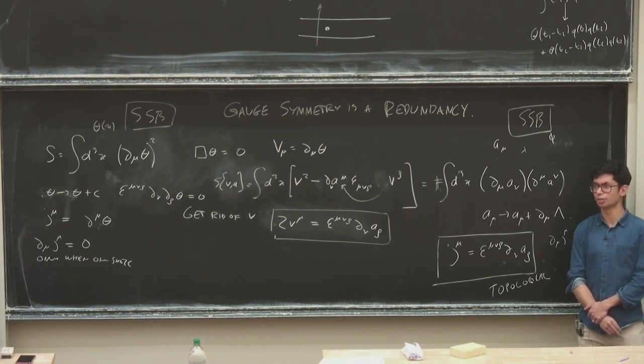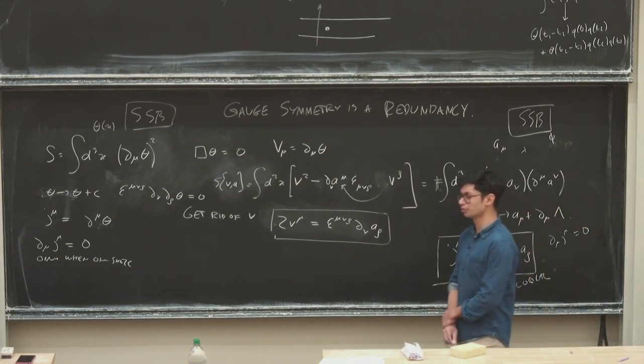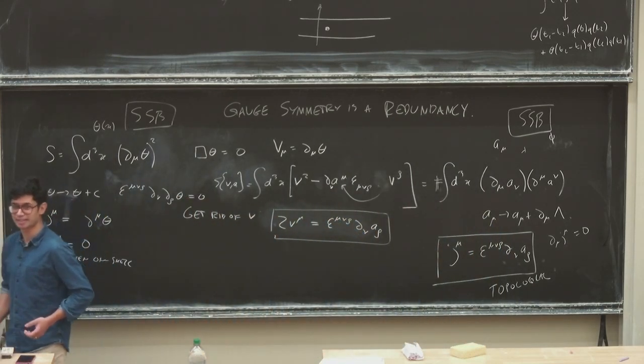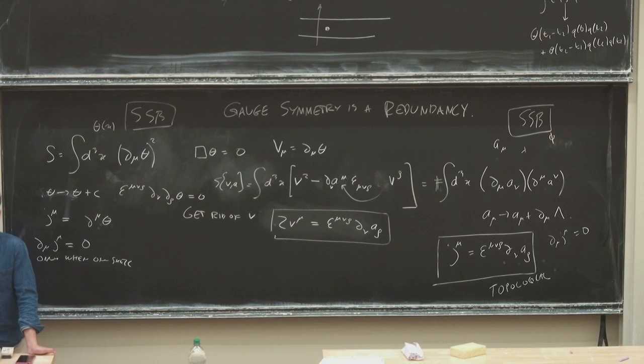And if someone ever asked you, no one will ever ask you, but if someone ever asked you why the photon is massless in free E&M in 3D, that's why. Because it's the Goldstone mode of this spontaneously broken symmetry. Okay, good. Any other questions about this? What just happened here?